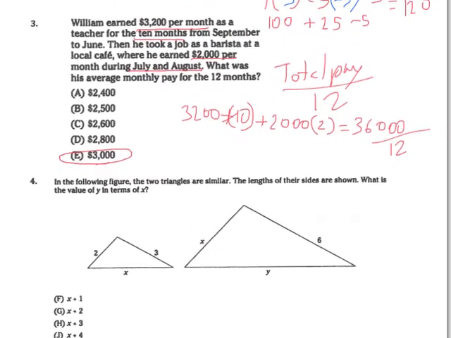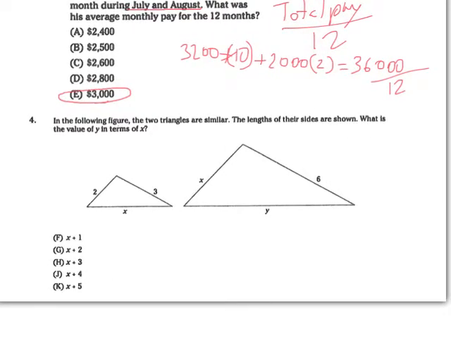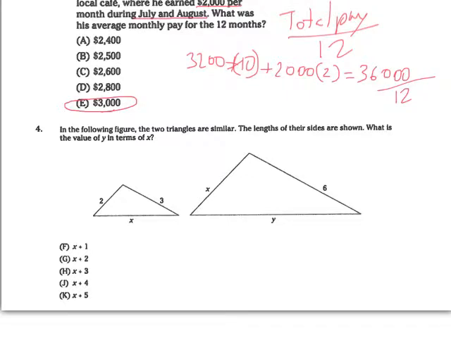Let's move on to number 4. We have 2 similar triangles. The lengths are shown. What is the value of y in terms of x? So this is a problem that you worked on back in geometry where we need to set up similar triangles. Let me think for a second. Okay, so I've had a look at this. This is kind of a weird problem. First of all, they've given us enough information to actually figure out what x is. So I kind of couldn't help but do that.